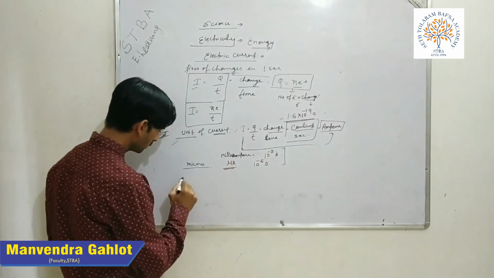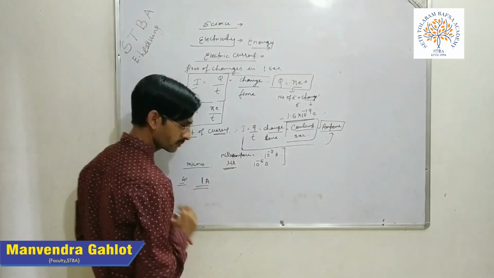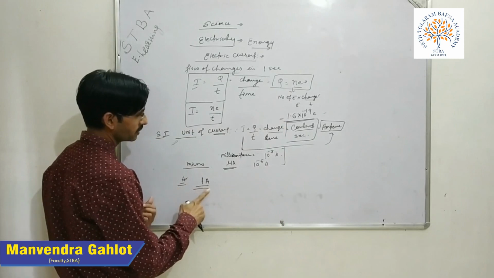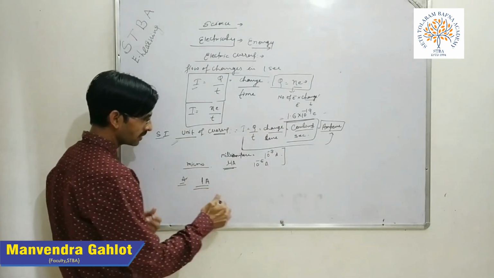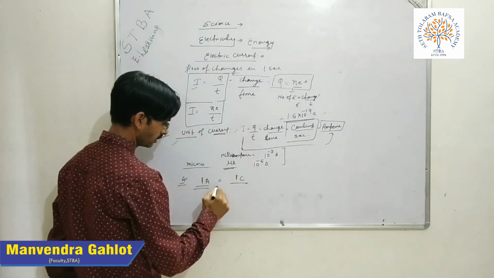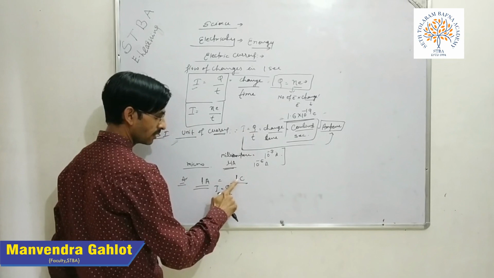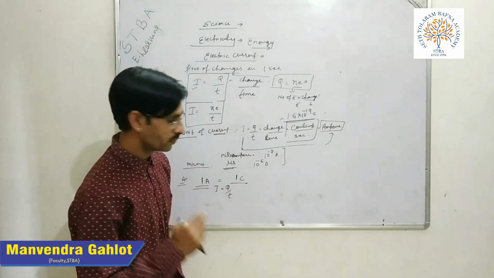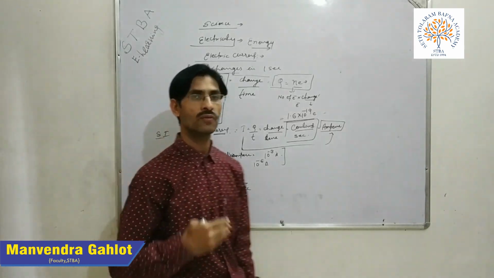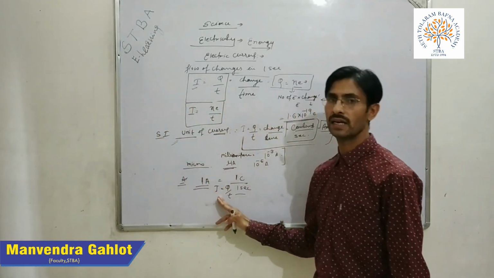Now we will use the definition of 1 ampere. 1 ampere means, when 1 coulomb charge, we can use I equals Q upon T. So whenever 1 coulomb charge flows for 1 second, then the amount of current in a conductor is 1 ampere.